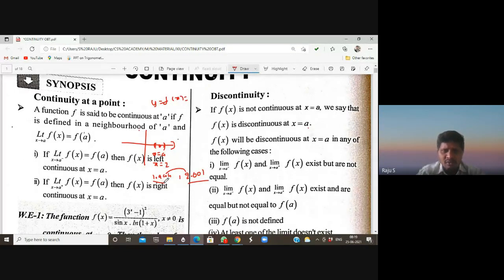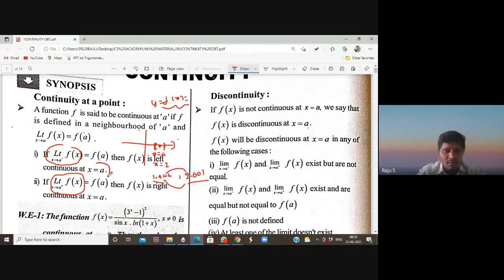Substitute these values in the given function. At both values, the value of the function will coincide. Then LHS equals RHS. At the same time, see, this is the left neighborhood. On the left hand side, the limit value is given by limit as x tends to a minus of f of x. This is called the left hand limit. And on the right hand side, limit as x tends to a plus of f of x.